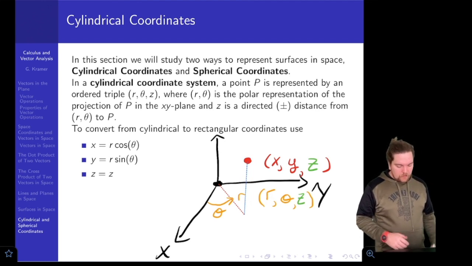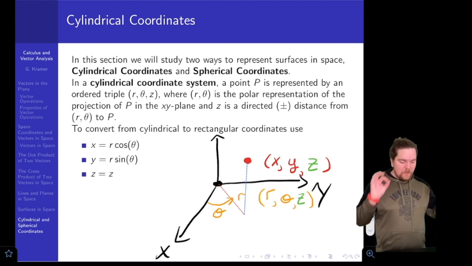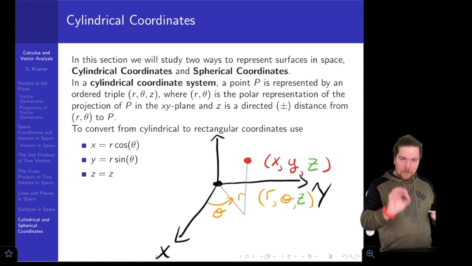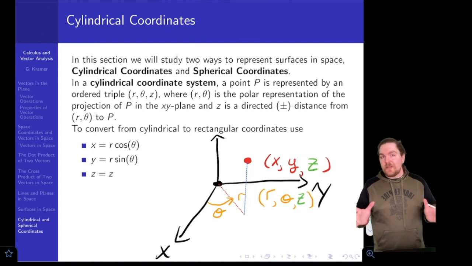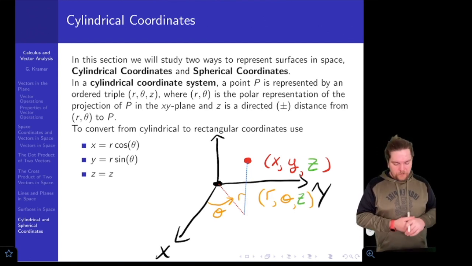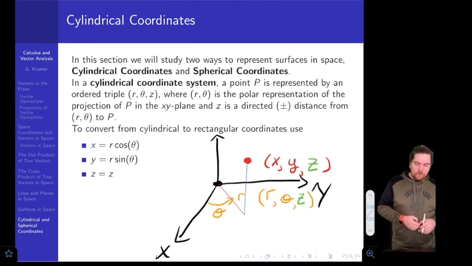Okay, so this right here gives us our cylindrical representation of a point in 3 space. Right? So it's polar in 2 dimensions, in 3 dimensions it turns into cylindrical. Right? So how do we convert from cylindrical to rectangular?